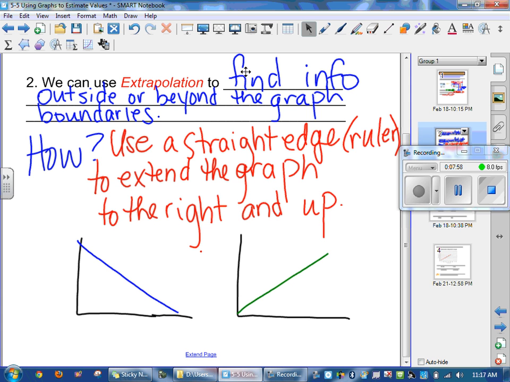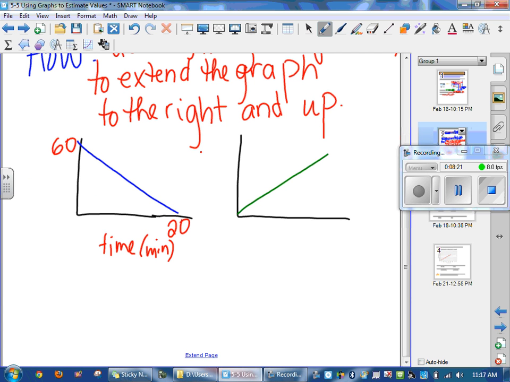Doesn't matter if they go up or down, you do the exact same thing. If I said this is 20, let's say this is 60, and I wanted you to find a value on the bottom, let's say the bottom is time in minutes, and this might be height. If I said find the height at 10 minutes, can I do that on that graph? Absolutely. I would find 10 minutes on the bottom. So 10 minutes equals what height?